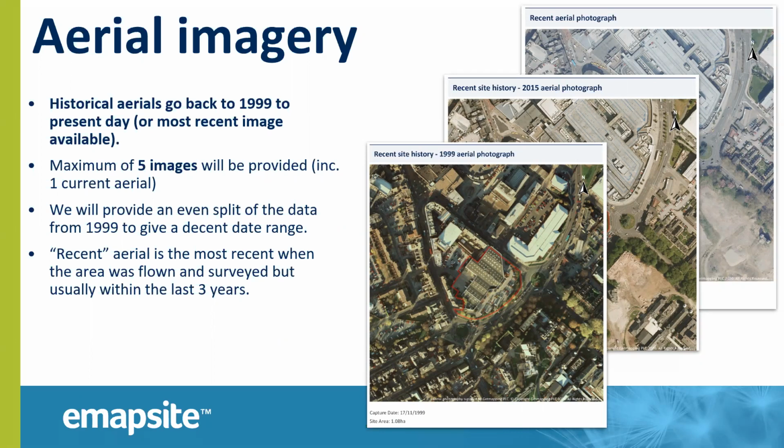The idea behind it is to bridge the gap between the historical maps and the most current up-to-date mapping and historical aerial image. We provide you with an even split of the date range to give you a better understanding of the changes on site over the years. The recent aerial image is going to be the most up-to-date, and usually it's within 3 years. And we will provide you with a maximum of 5 images that will include the most recent one.